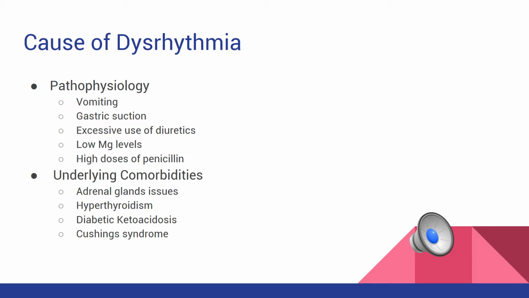Some underlying conditions that can contribute to low potassium levels are adrenal gland issues, hyperthyroidism, diabetic ketoacidosis, and Cushing syndrome. For anyone that doesn't know, Cushing syndrome is caused by an excessive exposure to cortisol. So we might see this in patients that have been taking a lot of steroids. So that's just another thing to look out for and can help contribute to diagnosing hypokalemia.